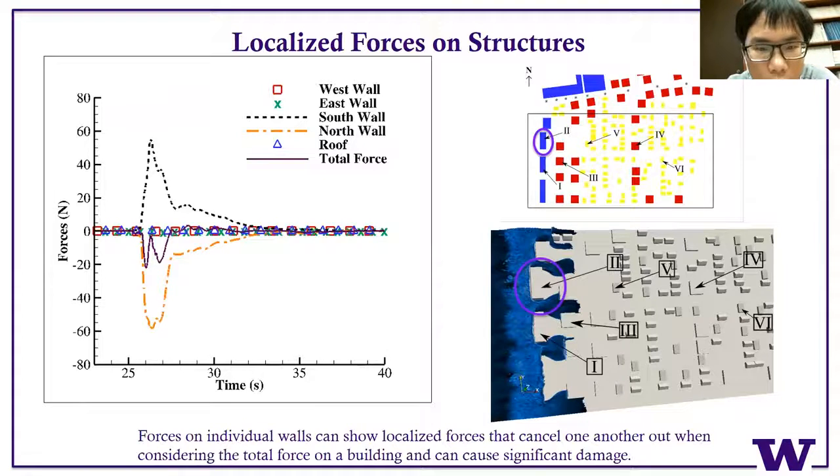But this figure also shows that it is important to compute forces on individual components of a structure, because if you only look at the total force, as in this example, two forces cancel each other out, and you wouldn't know that forces on individual components can be large, and they can be destroyed by the tsunami, which can affect the entire structure and cause some critical damage.